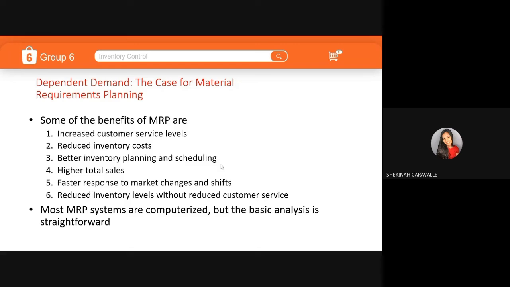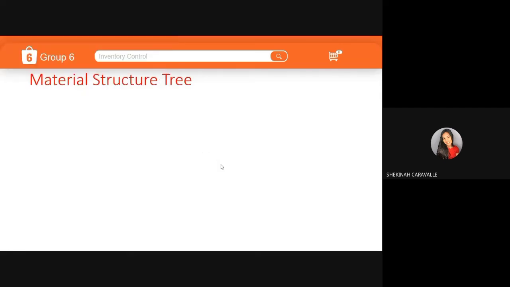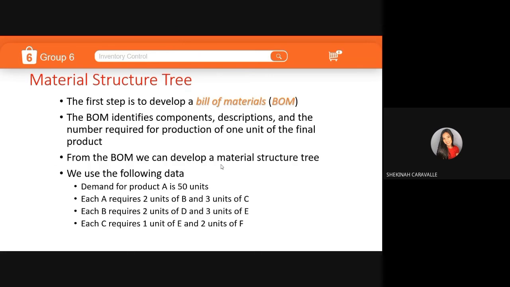Most MRP systems are computerized, but the basic analysis is straightforward. Material structure 3. The first step is to develop a bill of materials, or BOM. The BOM identifies components, descriptions, and the number required for production of one unit of the final product. From the BOM, we can develop a material structure tree.